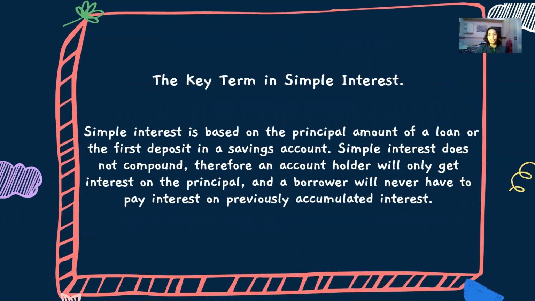Simple interest is based on the principal amount of a loan or the first deposit in a savings account. Simple interest does not compound. Therefore, an account holder will only get interest on the principal, and a borrower will never have to pay interest on previously accumulated interest.